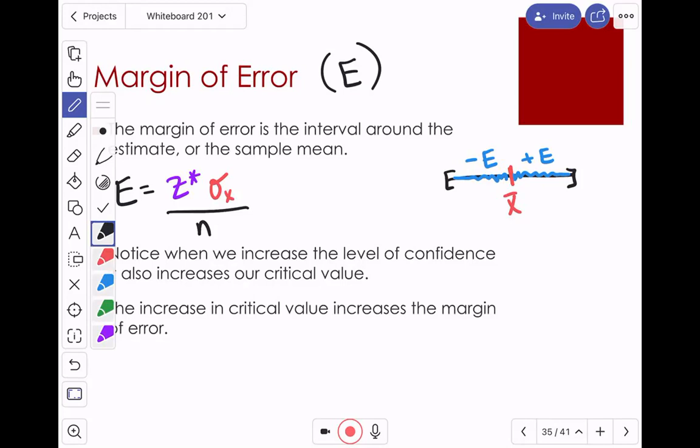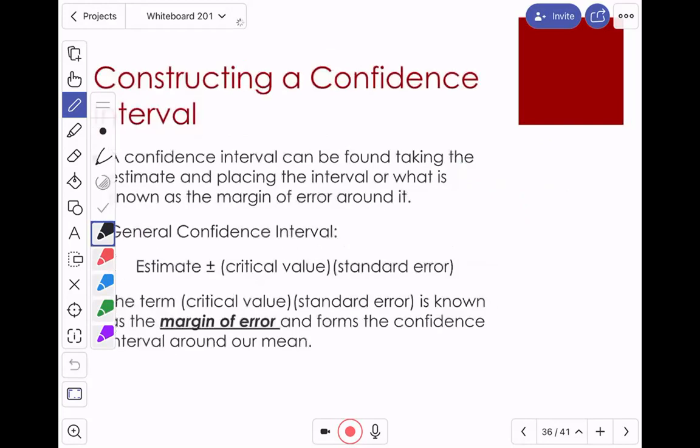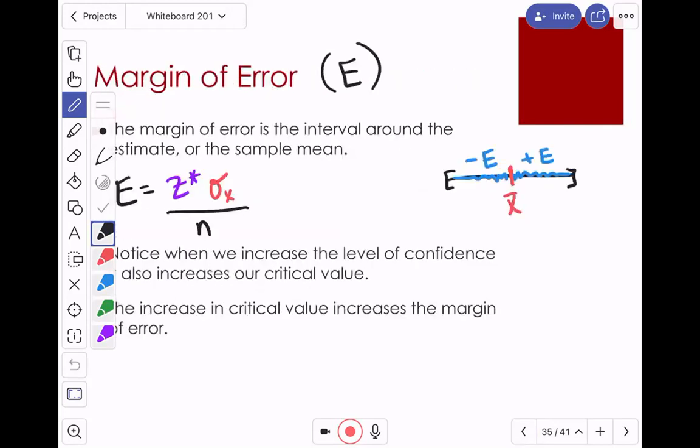All right. E is equal to Z star times sigma X divided by N. I don't feel like that is the right formula. I am having a brain freeze. Hold on one second, let me make sure I give y'all the right formula there. I'm sorry. Z star times sigma divided by N. Yeah, that's right.